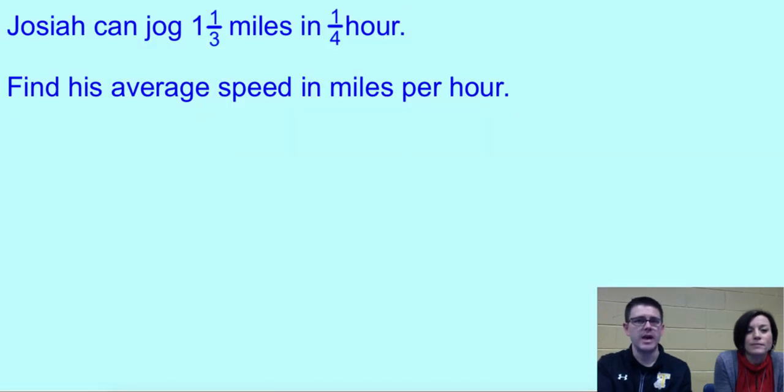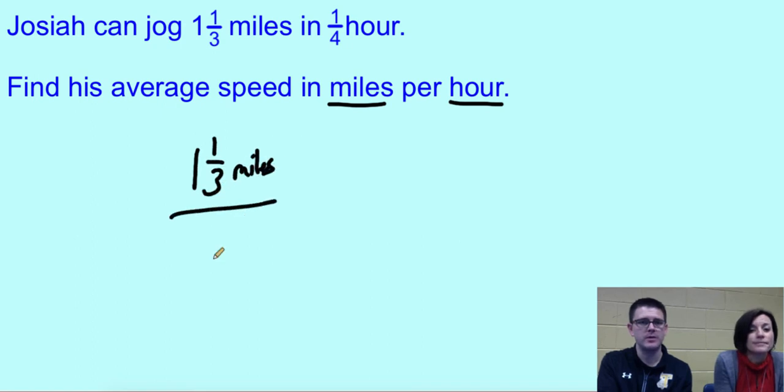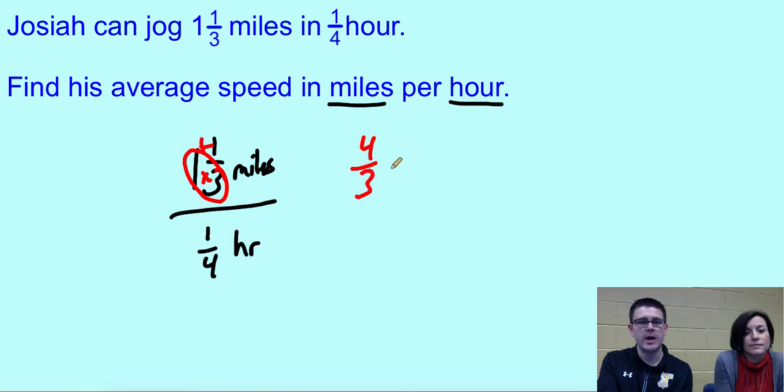Now we have Josiah can jog 1 1/3 miles in 1/4 of an hour. Find his average speed in miles per hour. Go ahead. Miles is going to be your numerator, and denominator will be hours. So let that problem drive where you're going to put each of those different pieces. Trying to give you some time to write, sorry. That's right. We got to change our mixed numbers into improper fractions. Remember, 1 times 3 is 3, plus 1 is 4/3 miles over 1/4 hour.